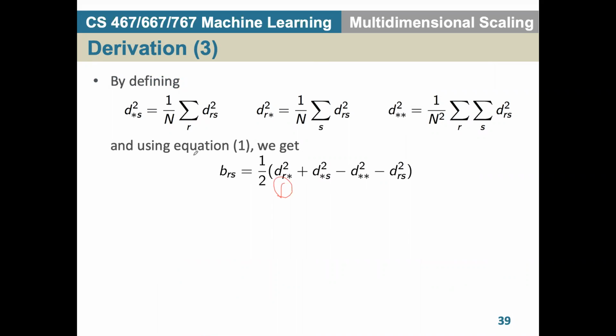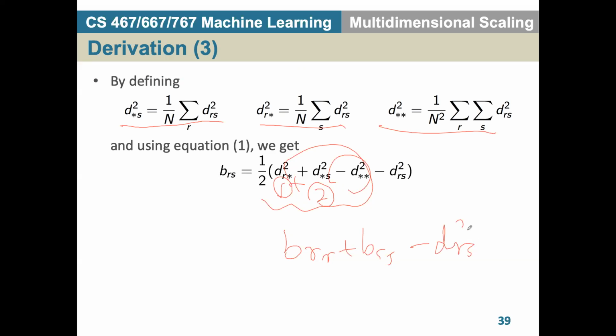Times 1, which is the same. Oh, this 1 and 2. Anyway, they are summed together. So 2, 1, 1, 2 doesn't matter. Minus 3. So we know this thing is BRR plus BSS, and minus DRS squared is equal to this 2 BRS.